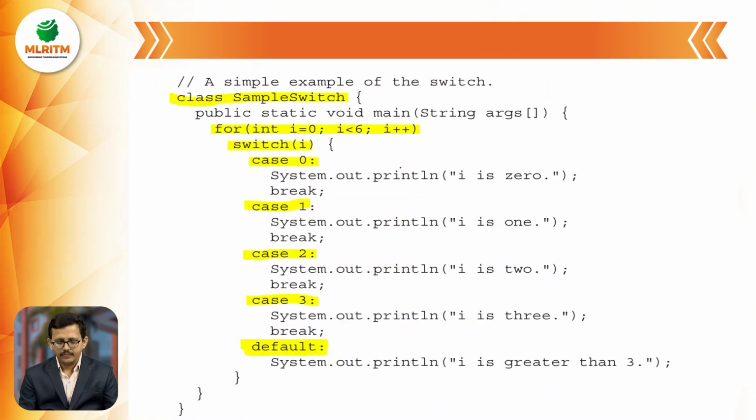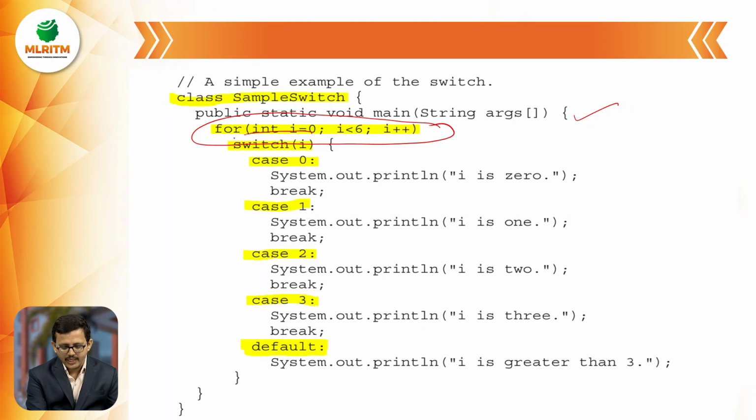Okay, now classic example of a switch we are having here, class sample switch public static void main. In this we are declaring a string. So here is our expression. So what is the expression? For int i is equal to 0, i less than 6, i plus plus. That is our expression. In that we are taking the expression as i, switch of i. So what is the value of i in the first stage? First stage it will be i is equal to 0. So i started from 0.